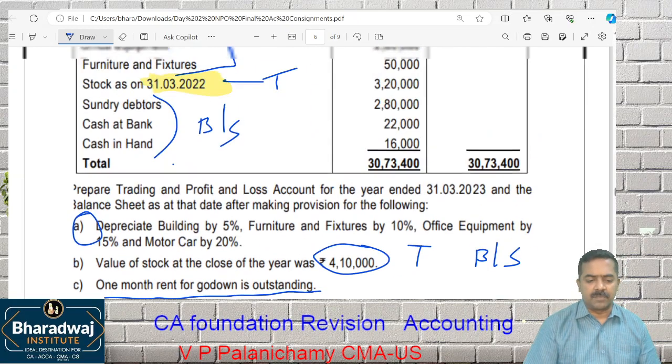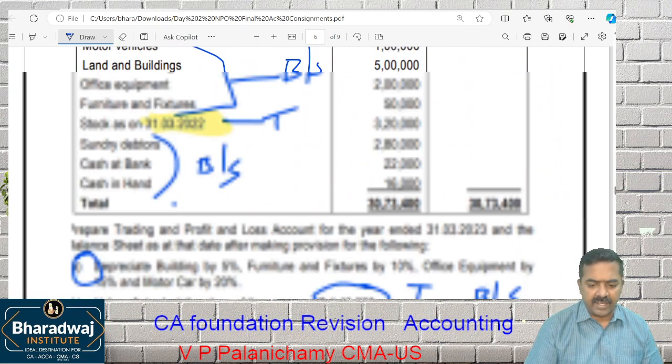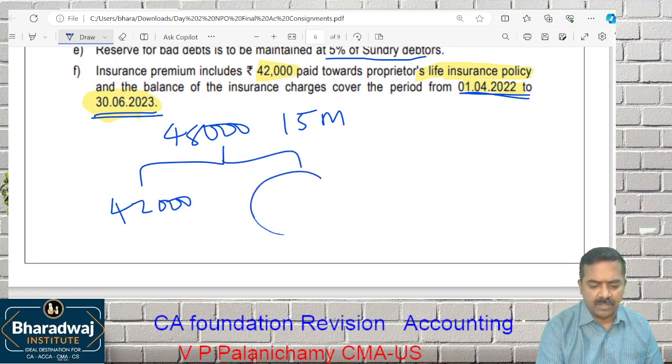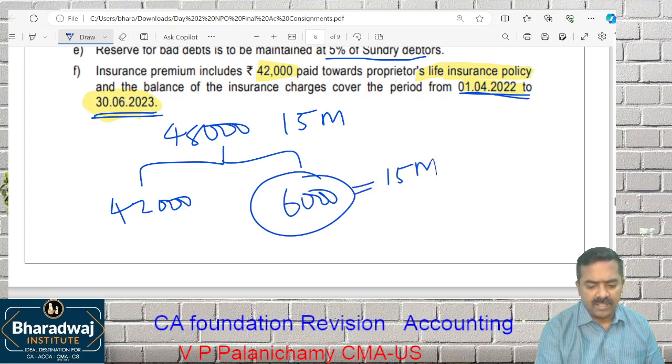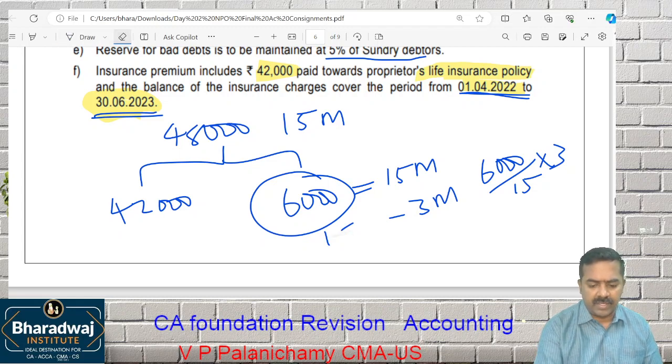So what is the total insurance premium given? In the 48,000, what is paid for proprietor? 42,000 is paid for proprietor. That will be adjusted as drawings. The balance 6,000 is paid for how many months? 15 months. In this you have to eliminate how many months? 3 months prepaid. 6,000 if it is for 15, what is for 3? 6,000 into 3 by 15, 1,200.